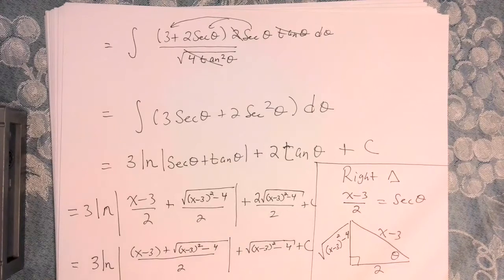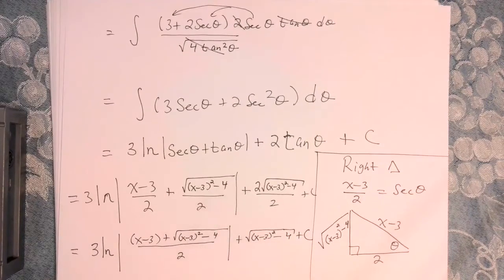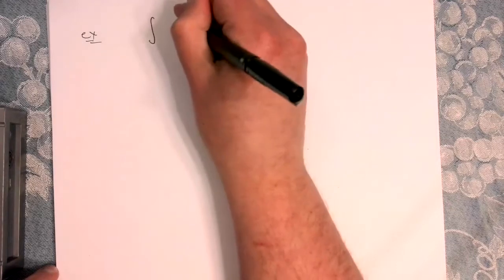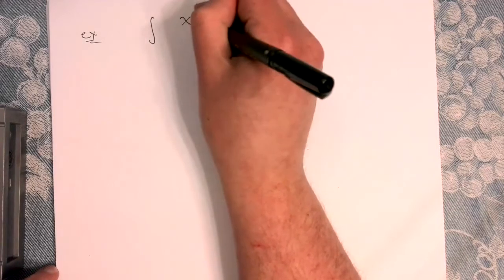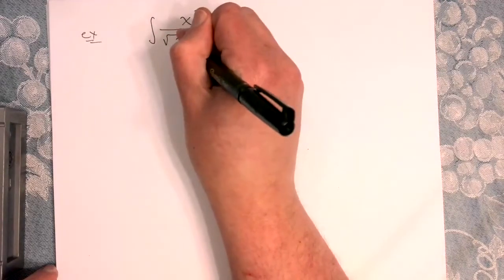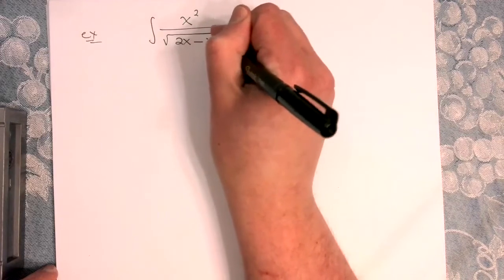Okay, so there's one example of completing the square. I think that we should do one more. One more example of completing the square with trig sub. Okay, so here we go. Okay, so we've got the indefinite integral x squared over the square root of 2x minus x squared.